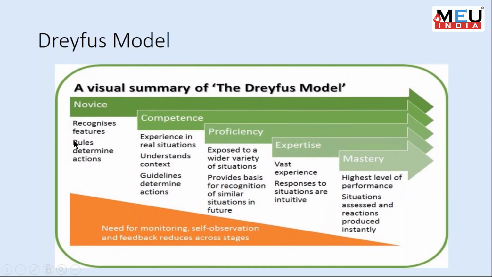So this acquisition of a skill can be explained by the Dreyfus model, which we have talked about earlier. You can see over here, the novice is getting to the last level, that is the mastery level. Initially, he simply recognizes the feature, and at the last, he has got the highest level of performance. And this is independent. And not only that, he will be able to train others also along with that.